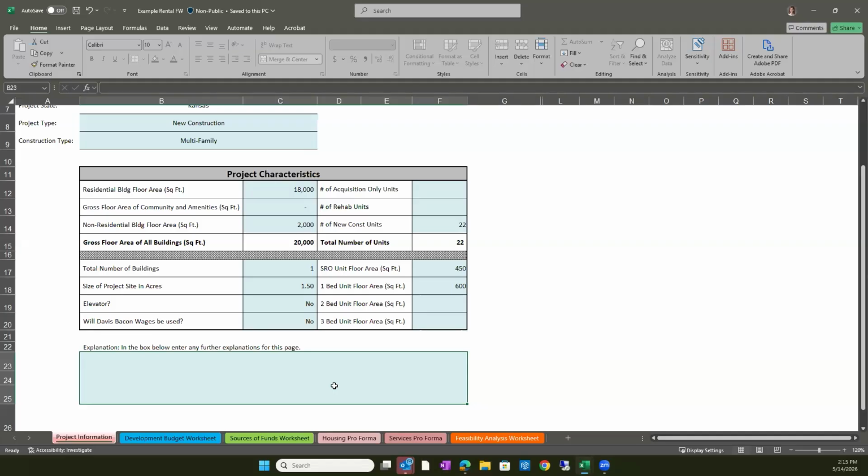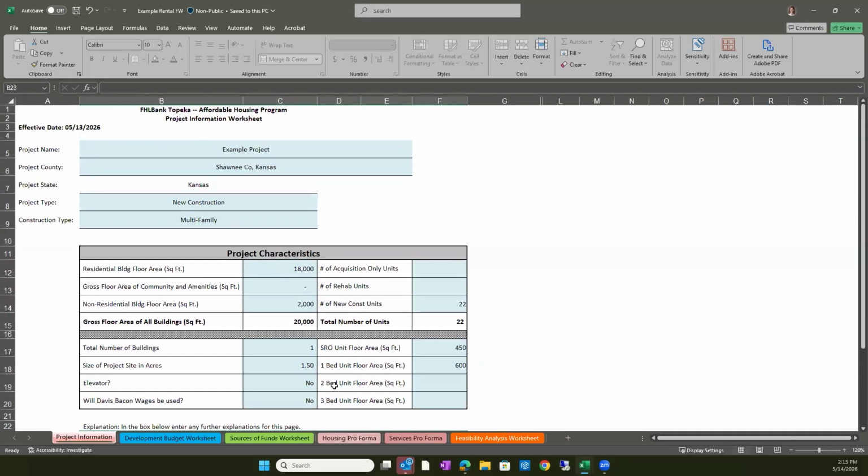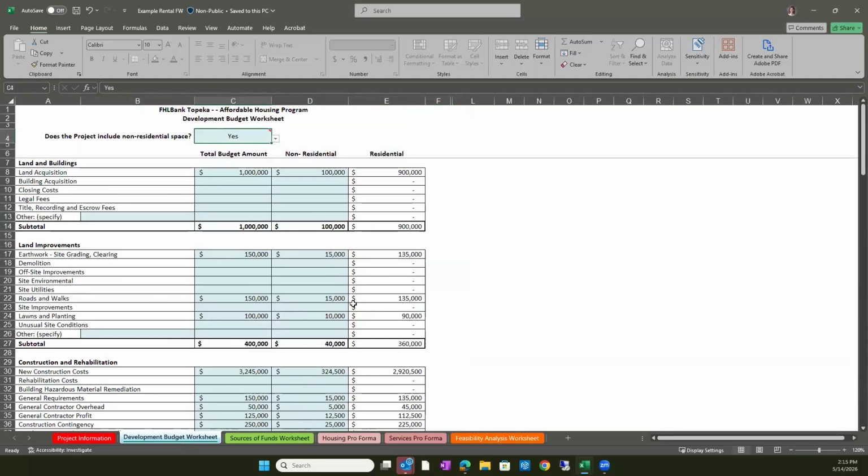All right. That's going to wrap up my discussion on project information. I'm then going to move to the next tab, which is going to be our development budget worksheet. The development budget worksheet is going to first cover, again, non-residential space.